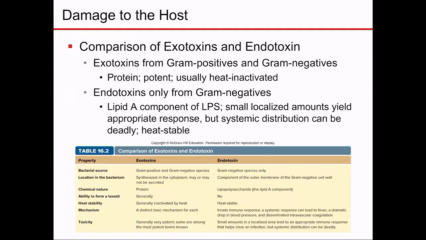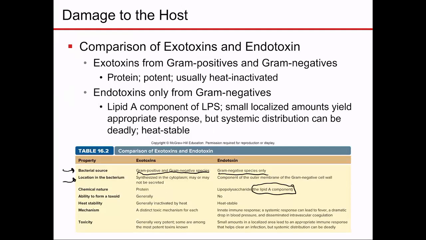And now here you have a side-by-side comparison of exotoxins with endotoxins, starting by the bacteria that are able to produce them. Exotoxins can be produced by both gram-positive and gram-negative. Endotoxin is only gram-negative because it's that lipid A that is only present in the outer membrane of gram-negative bacteria.